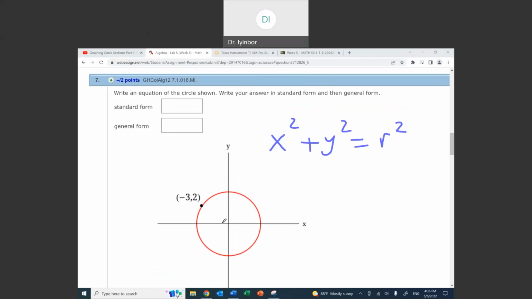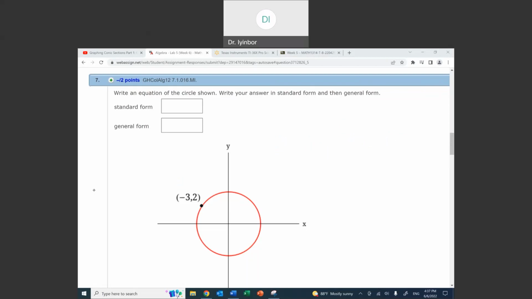Now, we have center 0, 0, right? Obviously, that means this is the equation I'm going to use. Now, we have given only a point. My point given is negative 3 and 2, so I'm going to replace x with negative 3 and y with 2, because always the point has coordinates x and y. So when I put x and y in this equation, I'm going to find what is the radius. And that's how I'm going to get the equation.